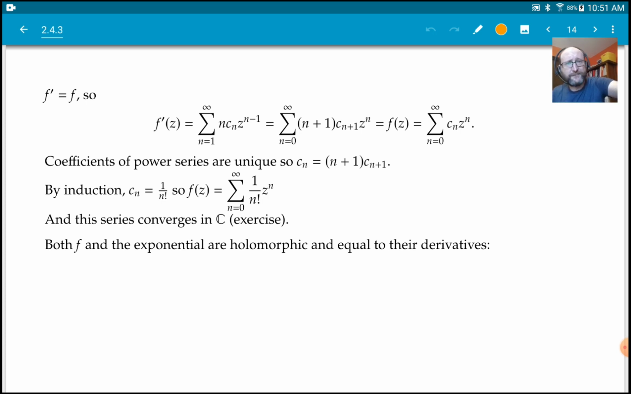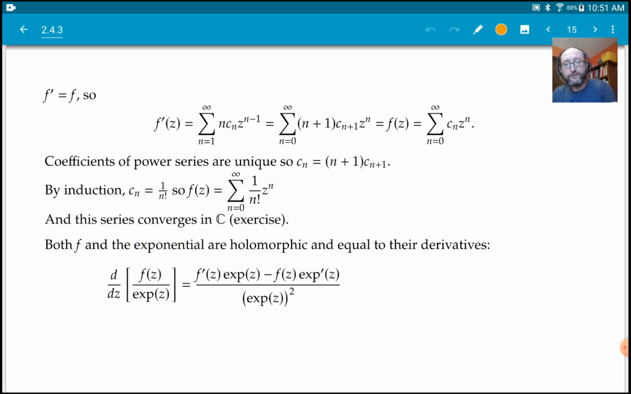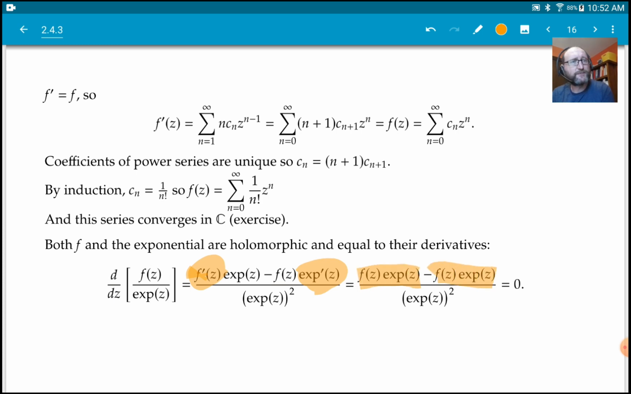Let's prove this explicitly. It's very easy for this particular equation, because we have that both f and the exponential are holomorphic functions, so they're complex differentiable at every point, and they're equal to their complex derivatives. So let's divide them. The exponential is never zero, so f over the exponential is a nice holomorphic function everywhere, right? We can differentiate it with respect to z, the complex derivative. We write down the quotient rule, right? We're back in calculus. That looks complicated, but notice that f and the exponential are equal to their derivatives. Therefore, I have f times the exponential minus f times the exponential, and it's just 0, right?